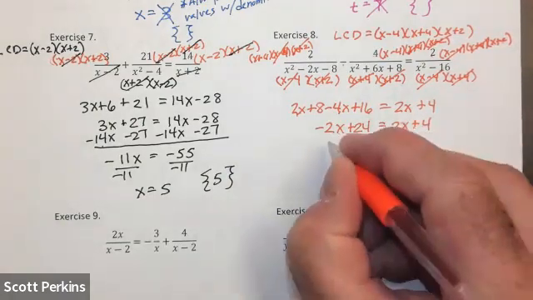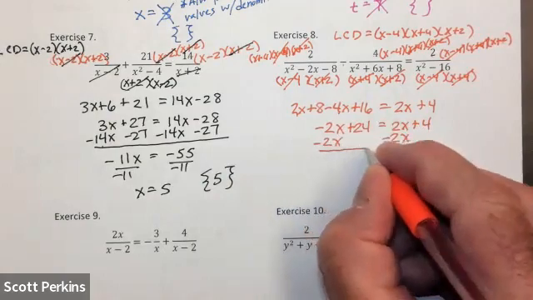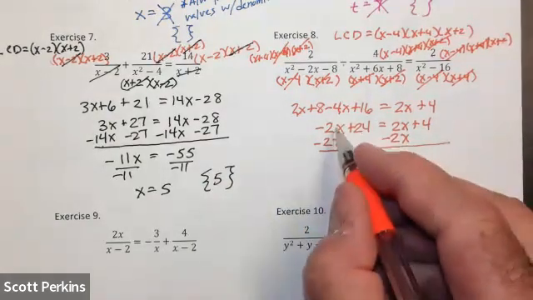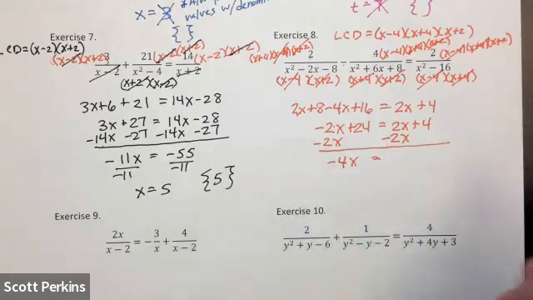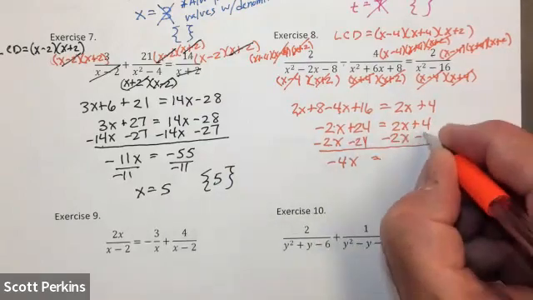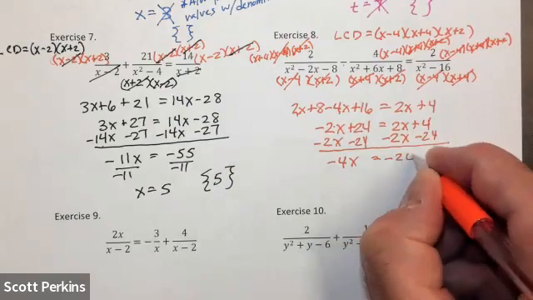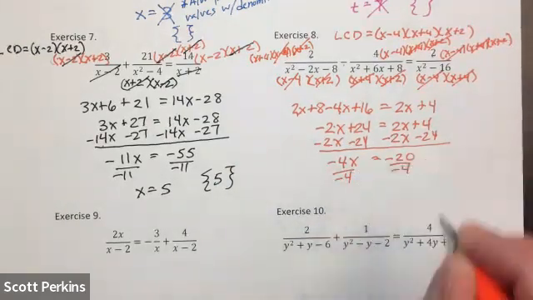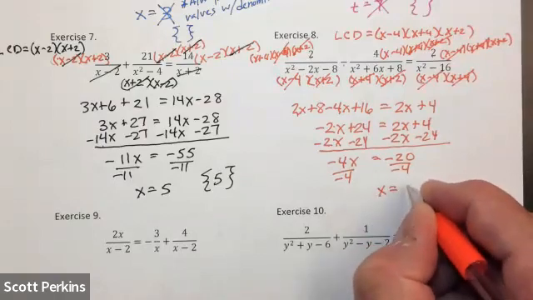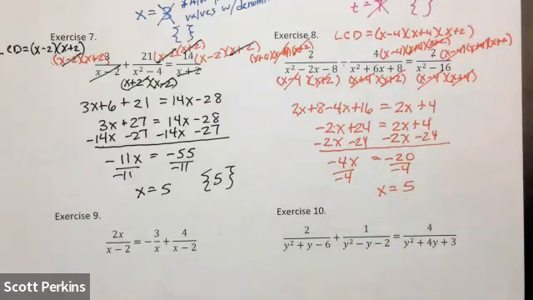So I'm going to subtract the 2x. I like to get all my x's on the left. That is not required, it's just my habit. So I have negative 4x. And then I'm going to bring the 24 over. 4 minus 24 is negative 20. And then divide by negative 4, and we get x is equal to positive 5.